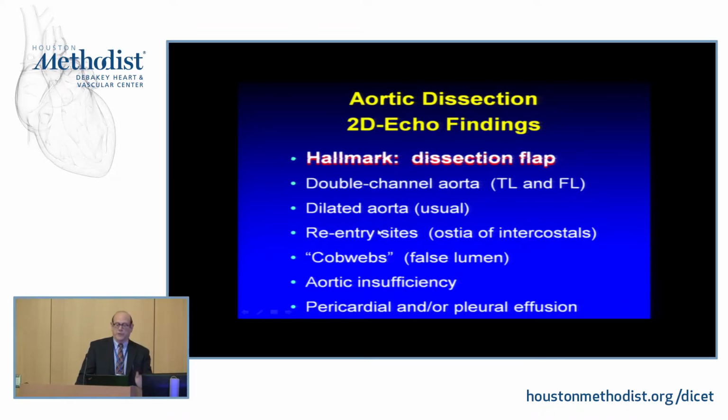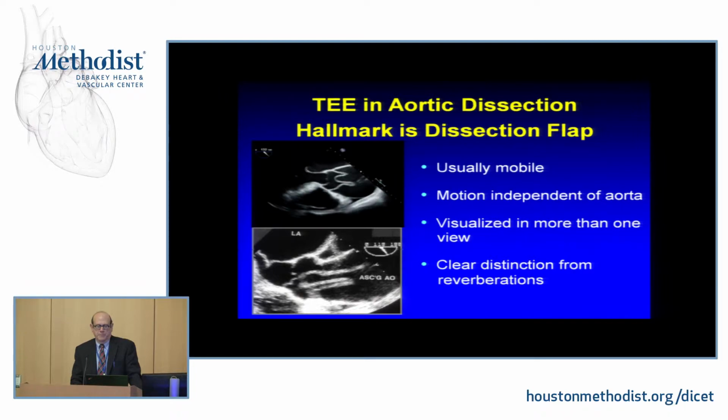We look for reentry sites, and they're very common. The harder you look, the more you'll find with transesophageal echo. We're the only technique that really identifies these little reentry sites, and they're the reason why the false lumen stays patent in roughly 80% of patients even after repair. Aortic regurgitation I've alluded to, and ruptures into pericardial or pleural space.